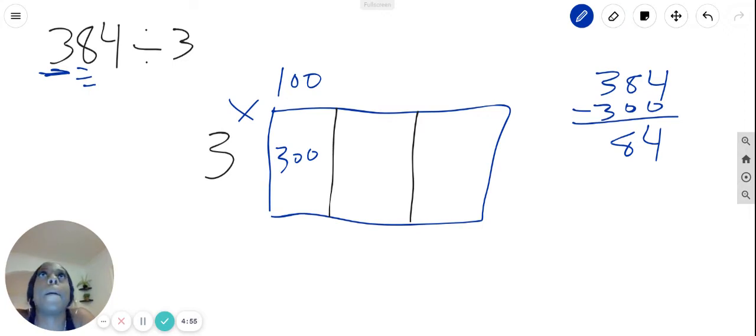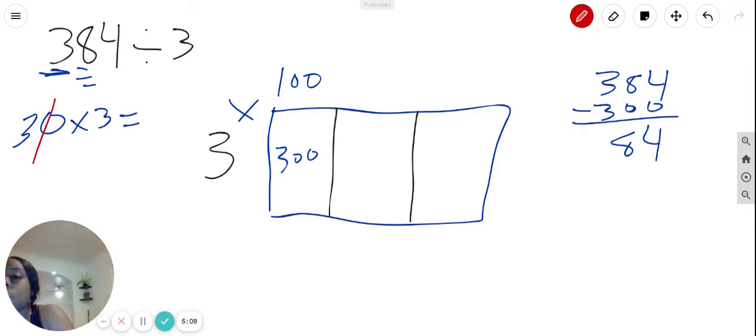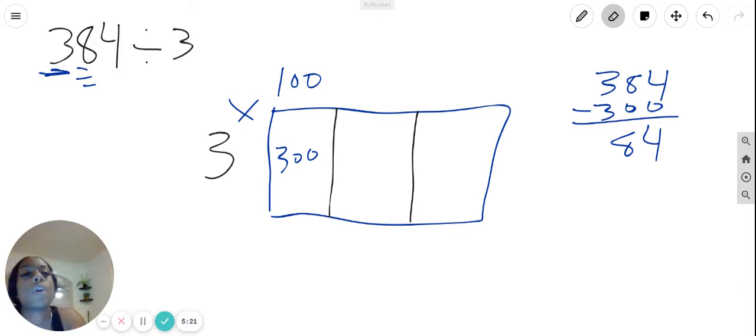So 3 times 30. 3 times 30 is... What do we do, class, all of the time when we see that? We've got a 0, we take it out. 3 times 3 is 9. Add that 0 back, and so we see that it's 90, right? That is clearly over 84, so we don't want that one.